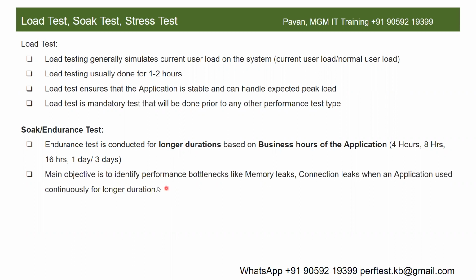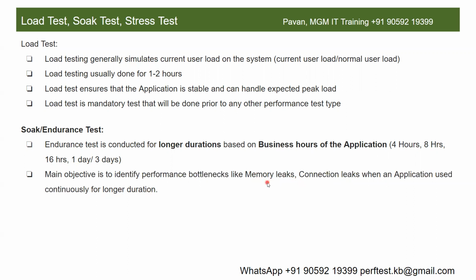And what is the main objective? The main objective of this soak test is to identify performance bottlenecks like memory leak and connection leak when an application is used continuously for a longer duration, like 16 hours, 8 hours, or 1 day, or 2 days, or 3 days. There will be something called memory leak and connection leak.